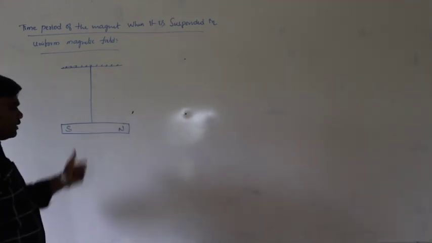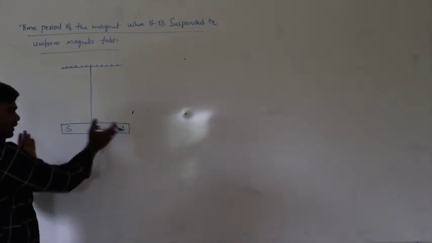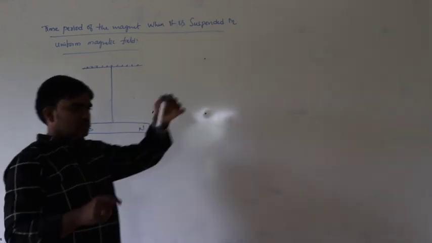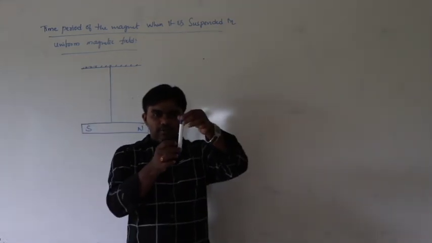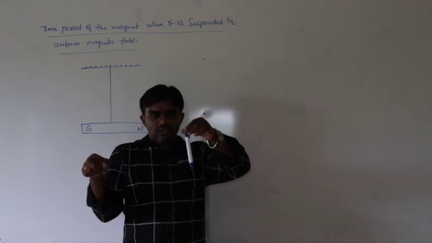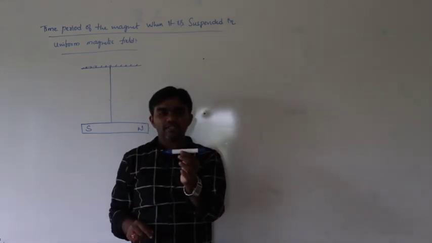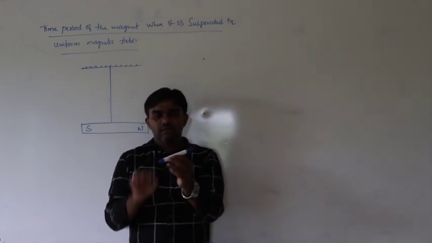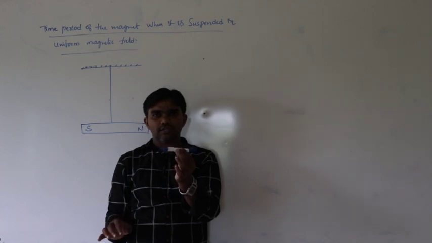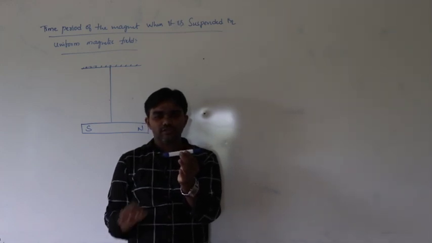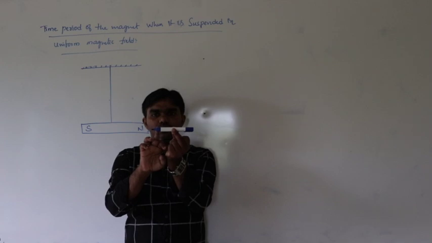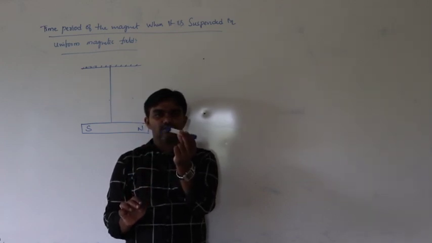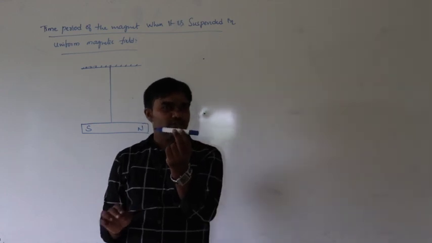If this magnet is deflected from its position, then it makes oscillations. Just like here, if the simple pendulum is twisted like this, then it makes oscillations. In the same way, if the magnet is deflected from its position and released, it makes oscillations like this. This is the initial position. What is the time period of that oscillation?